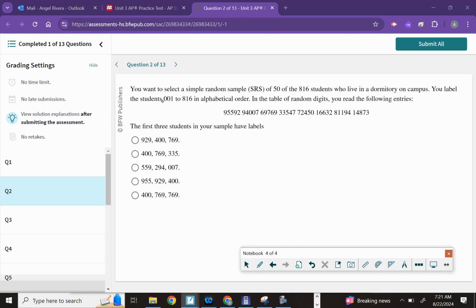So I know this is my range, 001 to 816. So I know anything over that's out. That's 929 is out. And then this one is out. And then remember, we can't have doubles, so this is out. So then I still have to go through my random digits table. So 995 out, 929 out, 400 is our first number, so that's the correct answer.